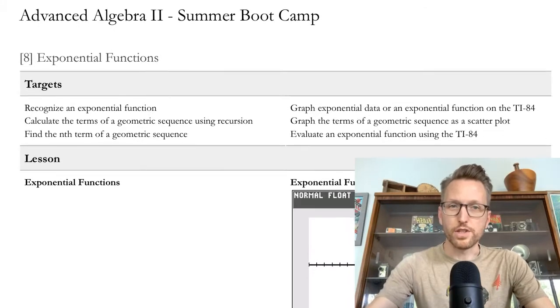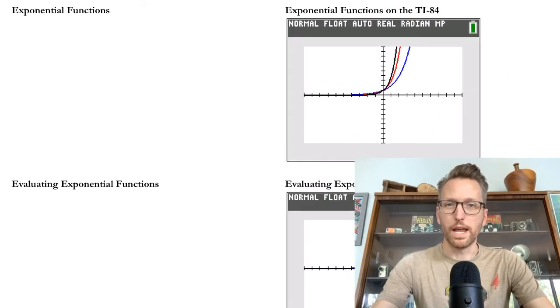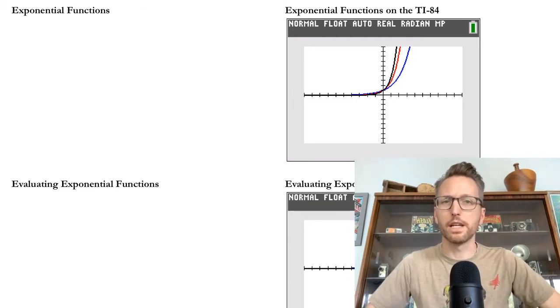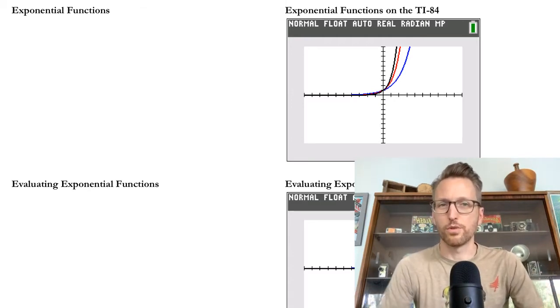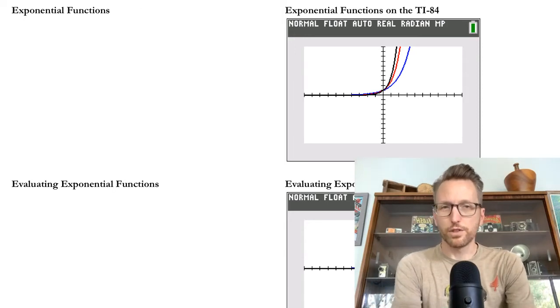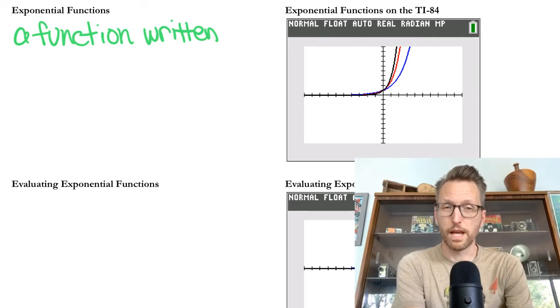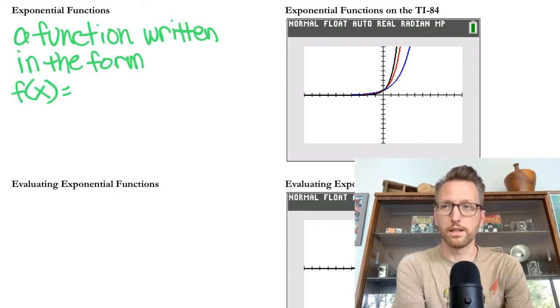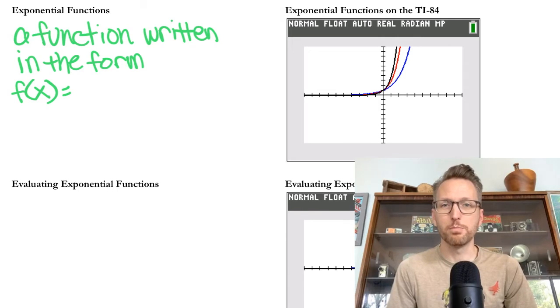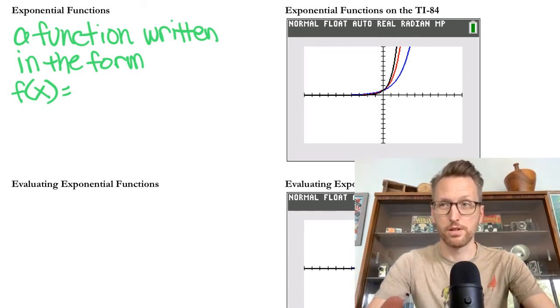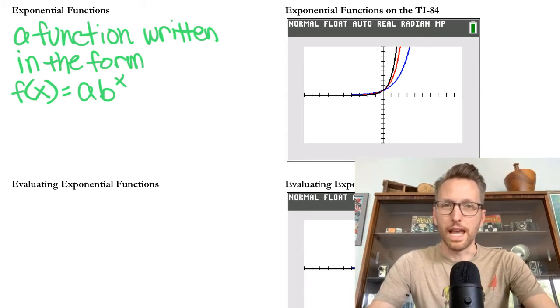So the first thing is, what is an exponential function? By now you have some familiarity with how exponents work out. The official definition would be a function that can be written in the form f of x, or y, is equal to a times b raised to the x power. Now this model wouldn't make much sense if a was 0. It would just be 0 all the time. So a is not equal to 0.